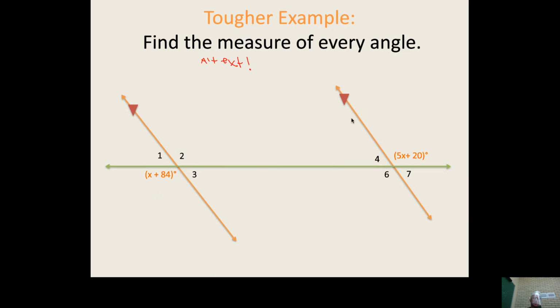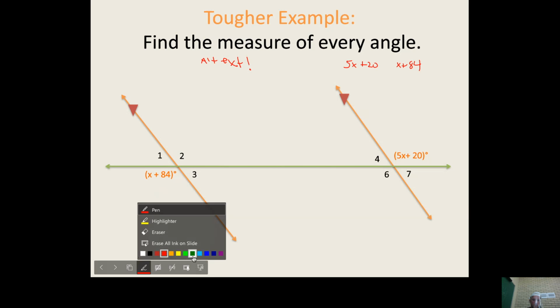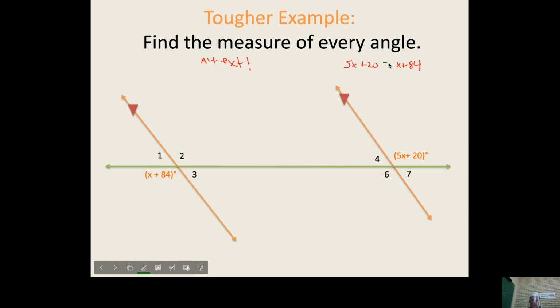We know that when lines are parallel, your alternate exterior angles are going to be the same measure. They're congruent angles. So we know that 5x plus 20 and x plus 84, whatever those are, they need to be the same as each other. And this is how you show that mathematically. You write an equation, you set them equal.